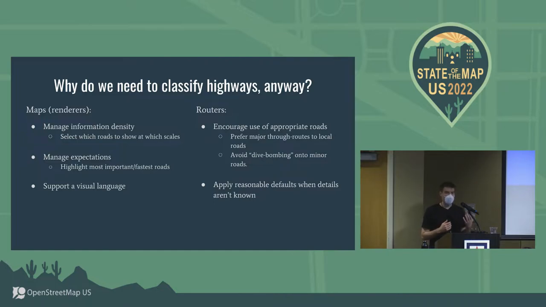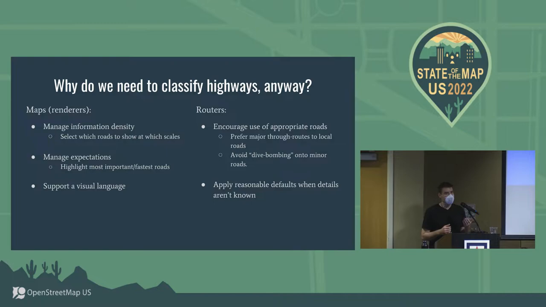A map visualization, when you're looking at a map, needs to manage information density. It's simply impractical at a regional or national scale map to show all roads. In that case, cities and urban areas would just be a smear of roads. And if you take the opposite choice and just show motorways, well, rural areas may not have any roads.